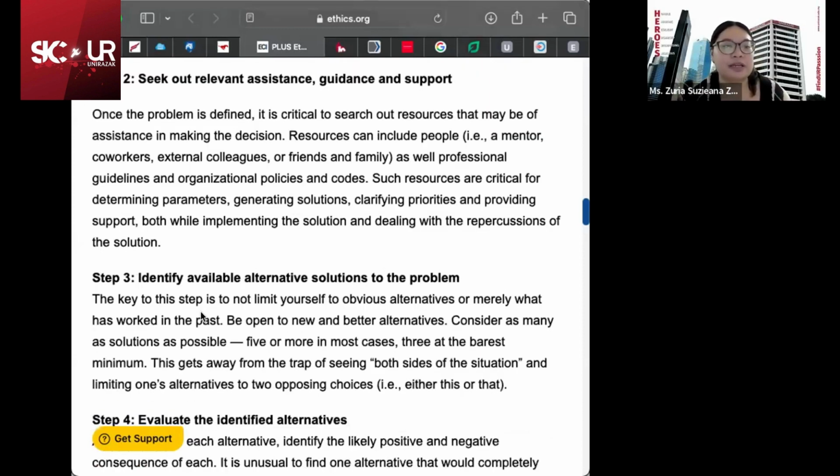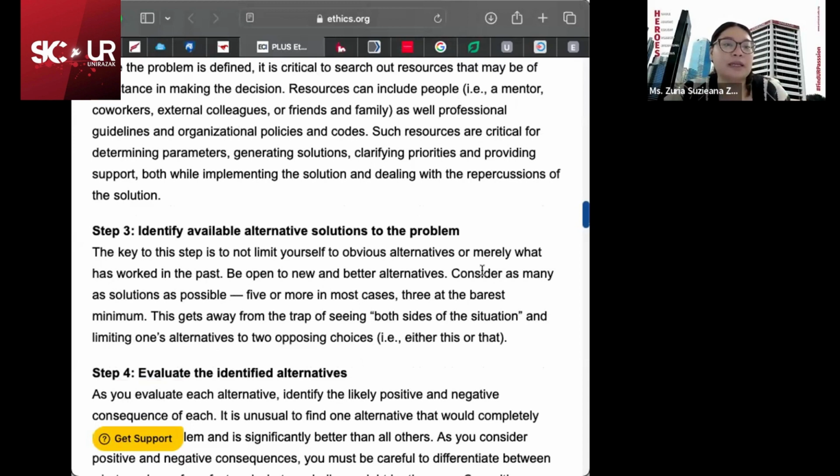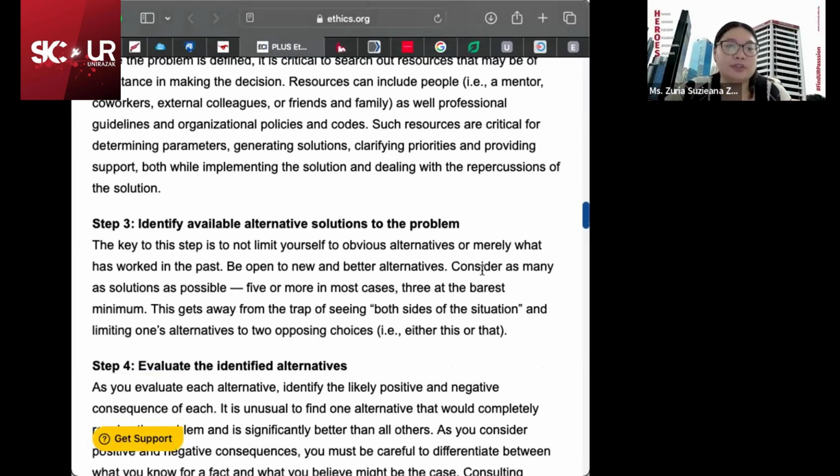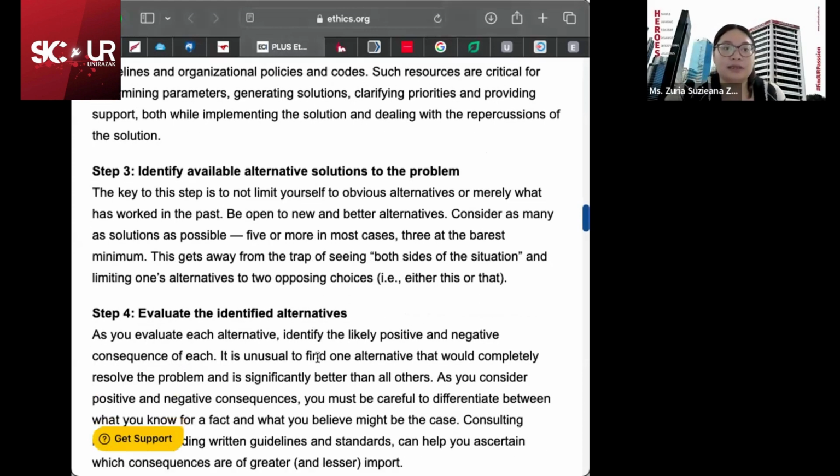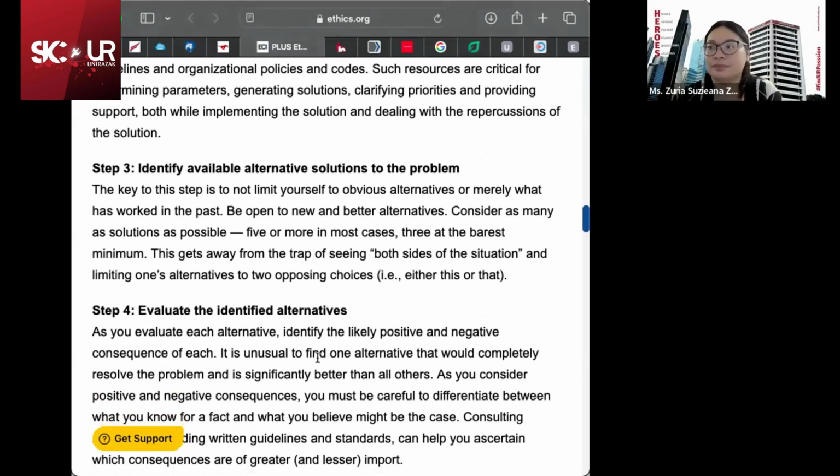Okay, and then step 3, once you have a lot of information on the solutions, you identify available alternative solutions to the problem. So you have to be open to new and better alternatives. You should consider as many solutions as possible, and then after that you evaluate. Okay, identify alternatives. Sorry.